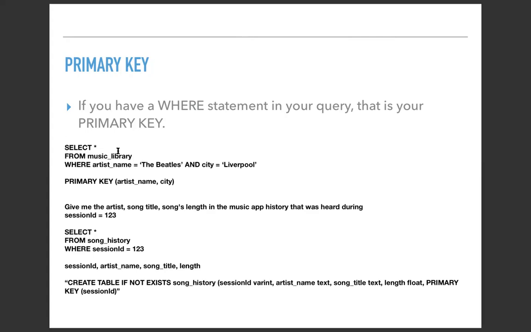For example, in the previous query, select everything from music library where artist name equals the Beatles and city equals Liverpool. Right here, since I have a where statement where I have the artist name and the city, these two, this is how I'm partitioning my data. So these two are going to become my primary key. And that's as simple as it gets, all right?